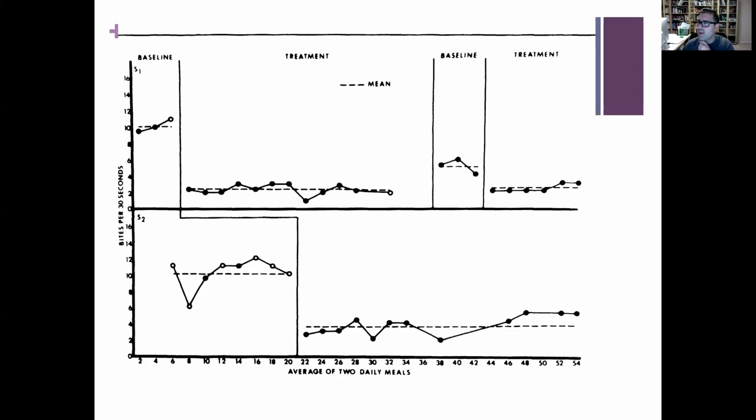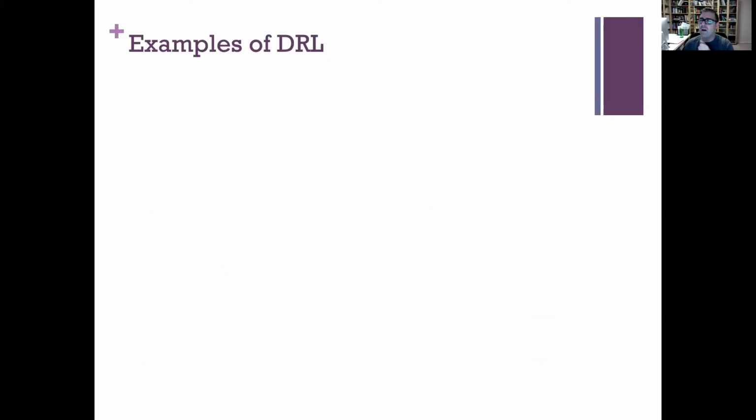So pretty solid experimental control here in a study that only employed 3 participants. I'm only showing you 2, but there was a graph for another participant. Now, hopefully the description of those 3 types of DRL made sense. Now, can I give you a couple more examples of DRL? Sure.